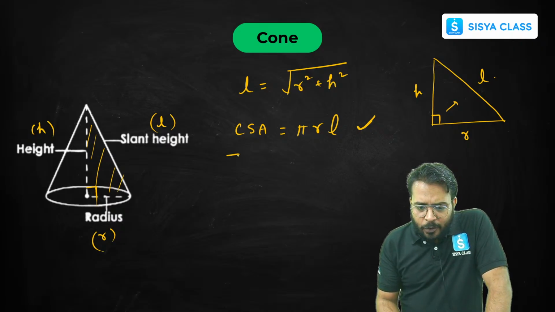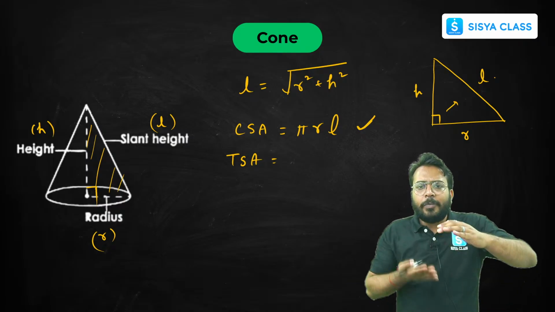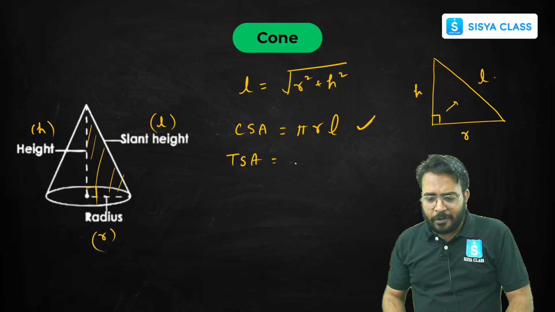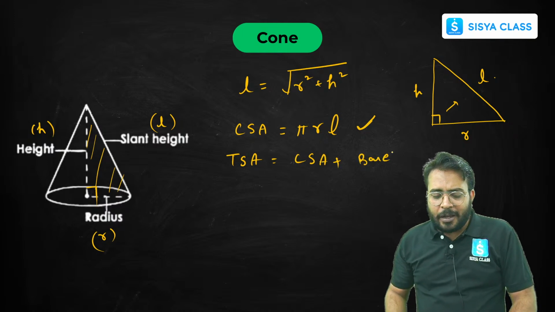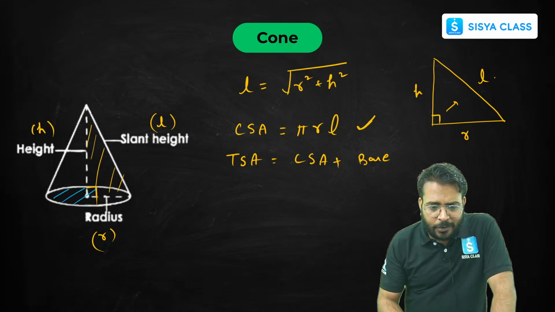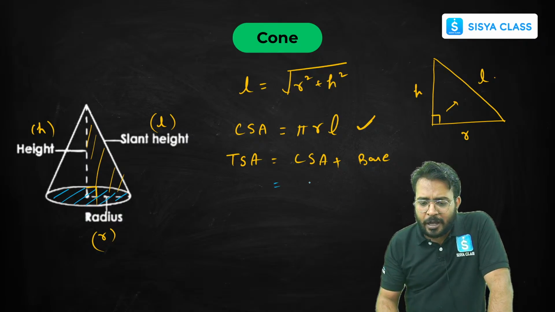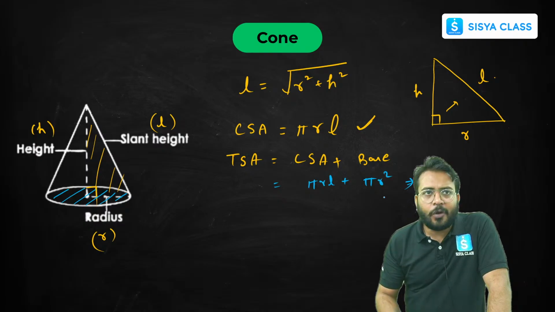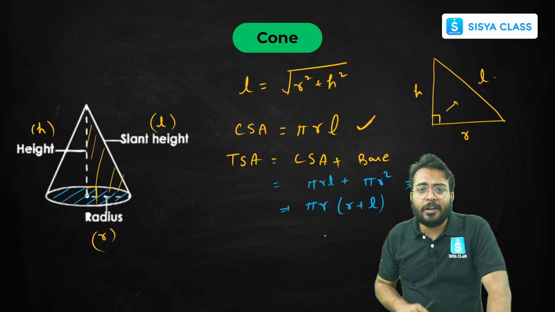And total surface area, as I told, total means curved plus area of your base, that means curved surface area plus area of your base. So what is the area of your base? Base is circular in shape, yes or no? With radius small r. So what is going to be total surface area? Pi R L plus pi R square, right? Now here you can take pi R common, and it is going to be pi R into R plus L. So this is the total surface area of your cone.